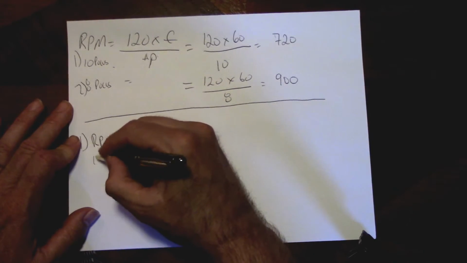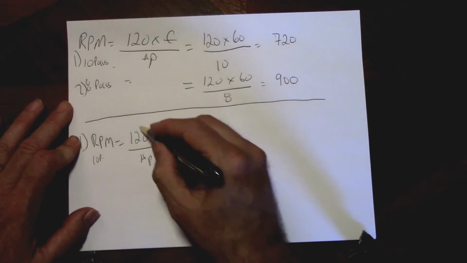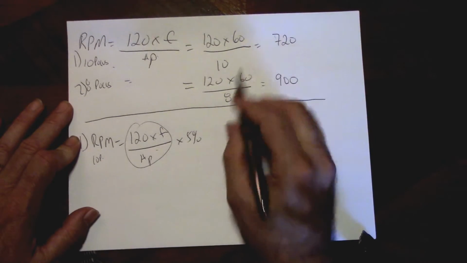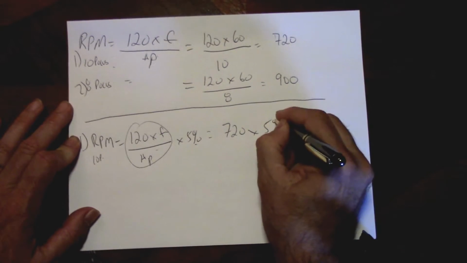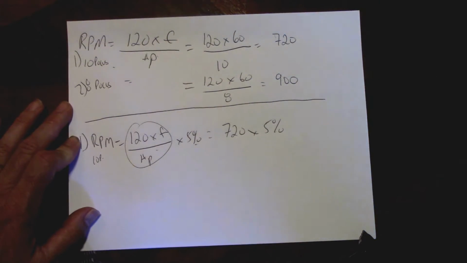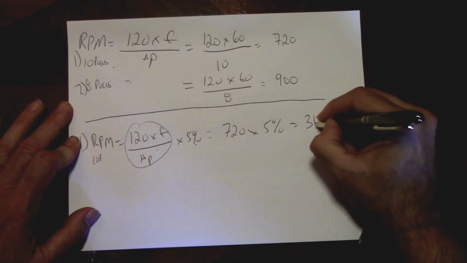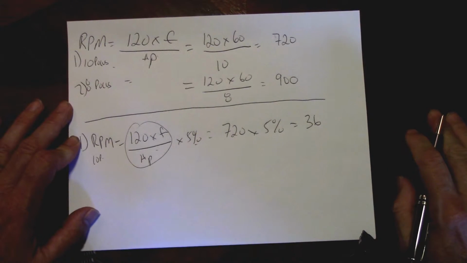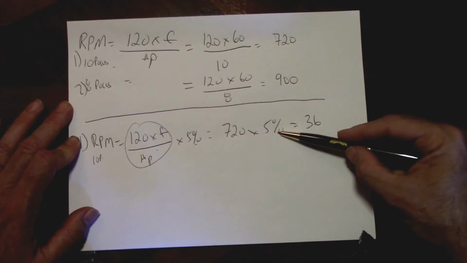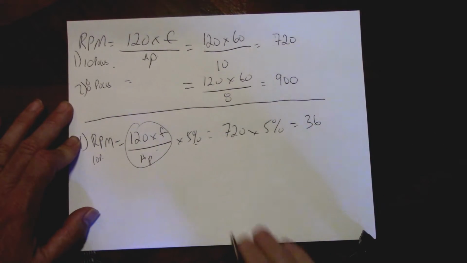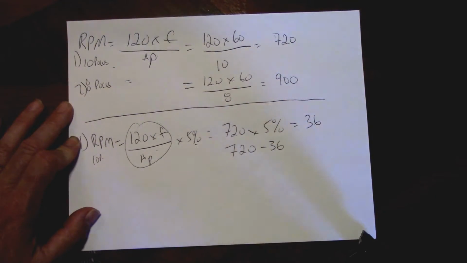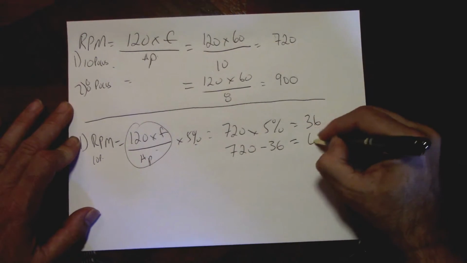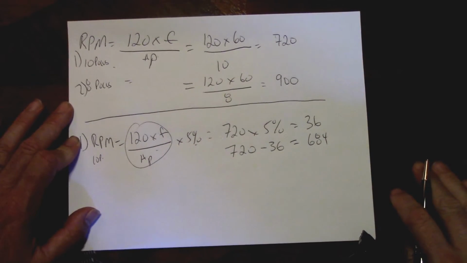So, the first one had 10 poles. This section here, we already know is 720. So we can go 720 times the 5%. This gives us 36. So now we've got a motor that can possibly do 720, but it's got a slip of 36. So what we do is we take the 720 minus the 36, which now gives us 684.